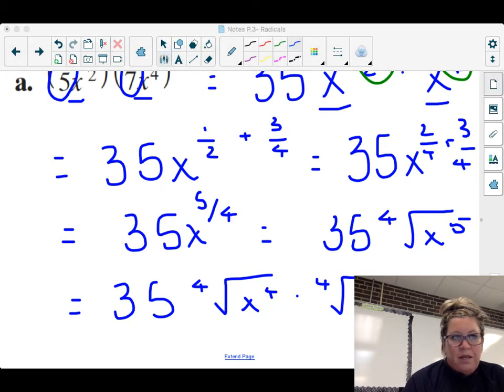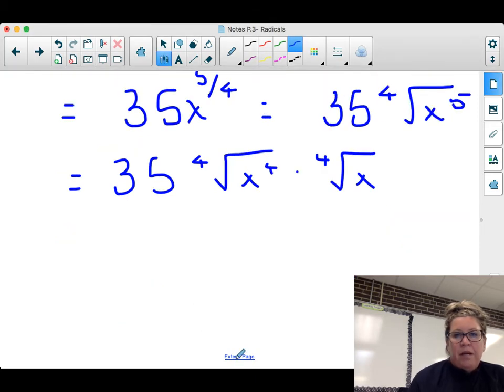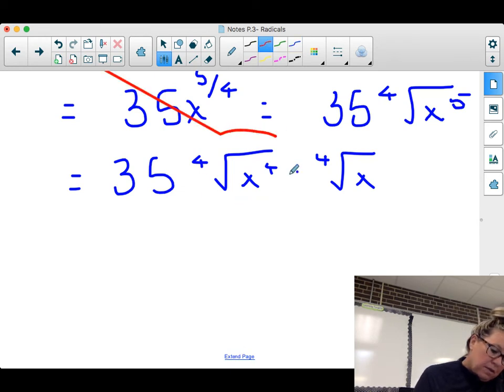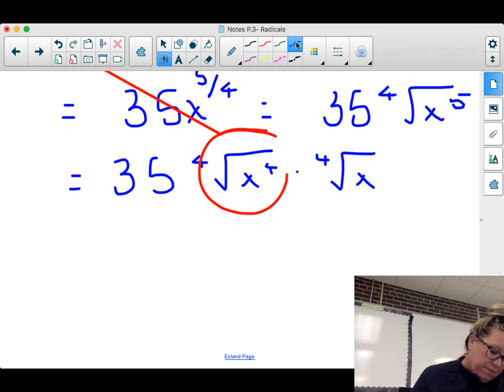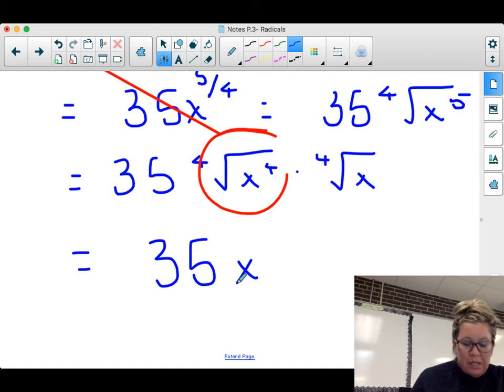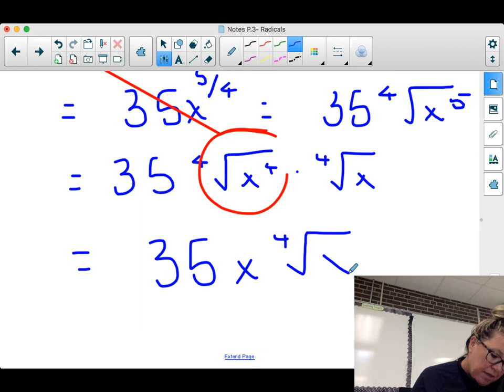I need to extend the page here. All right, so this piece here, the 4th root of x to the 4th, just becomes x. And then what's left is the 4th root of x.